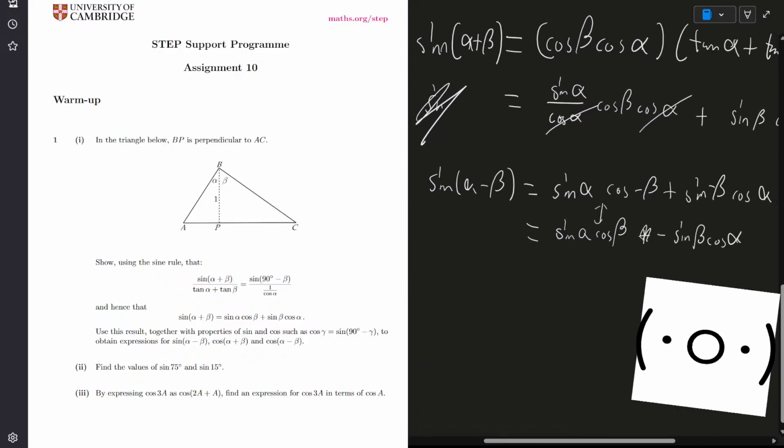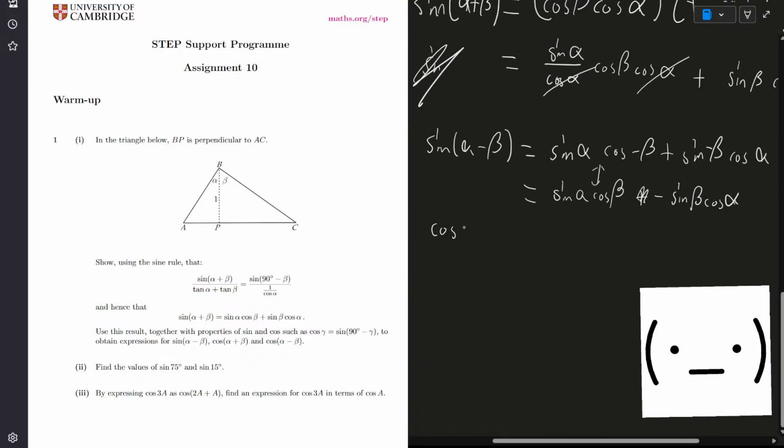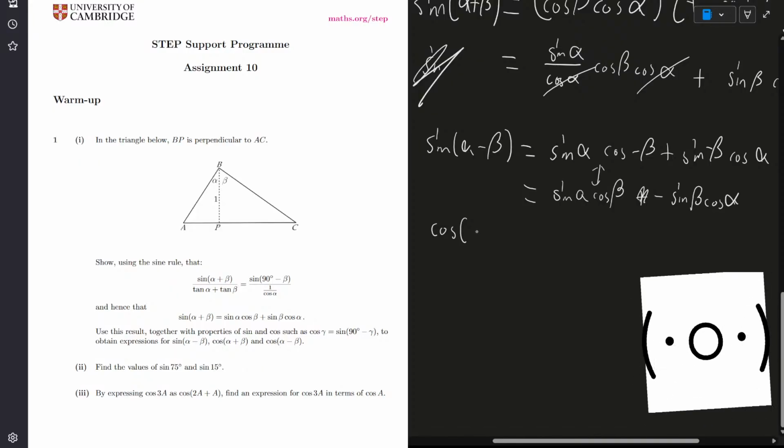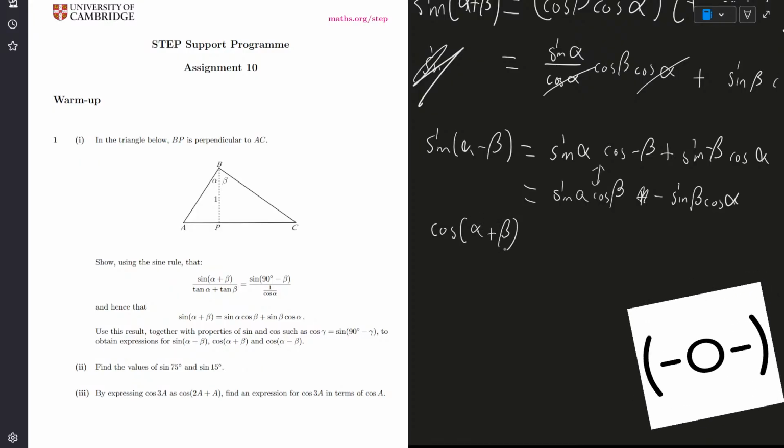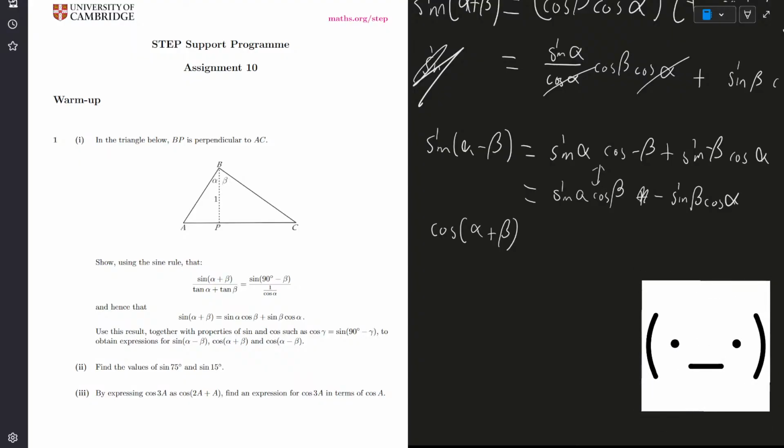So that means it should also be trivial to figure out cosine alpha minus beta once we figure that out. But before that, we need to figure out alpha plus beta for cosine.